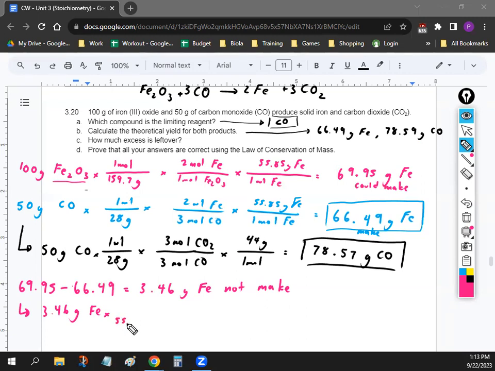So you got 55.85 grams of Fe for every 1 mole. There's 2 moles of Fe for every 1 mole of Fe2O3. And then every 1 mole of Fe2O3 has a molar mass of 159.7. And so you should figure out that the amount that you have left over is 4.95 grams of Fe2O3. And that's your leftover.